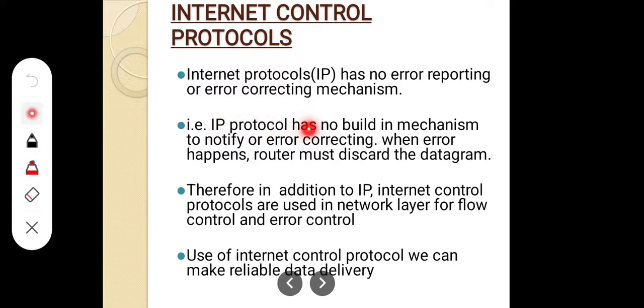That is, the IP protocol has no built-in mechanism to notify or correct errors when an error happens. The router must discard the datagram. If the error is happening, there is no mechanism to report that error to the source, or to correct those errors. If an error is occurring, the main role of the router is to discard that datagram or packet. That cannot be handled here.